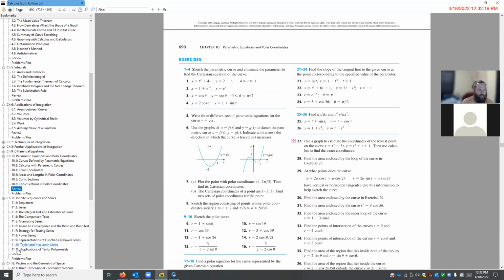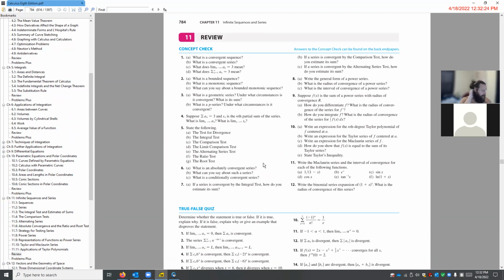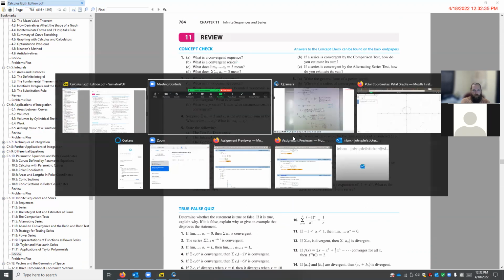And for chapter 11, pay special attention to the stuff that's related to power series. This is the best way to prepare. So the study guide is good. Definitely do the study guide. And then if you're looking for extra practice, I'm sorry, I don't have a practice test for test 3, but look at the chapter reviews, chapter 10 and 11. That will be more than sufficient, I think.